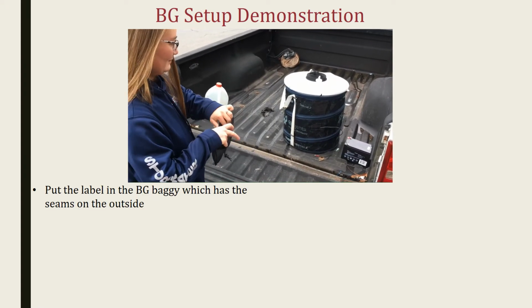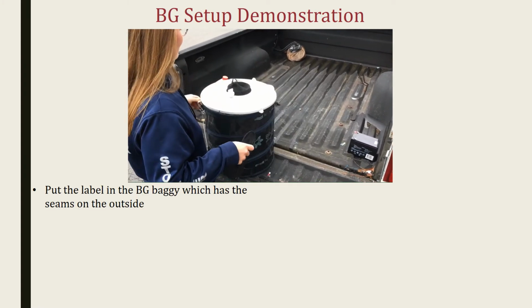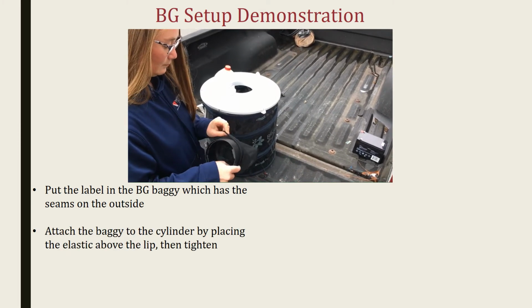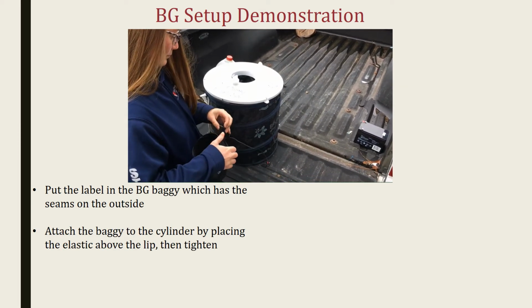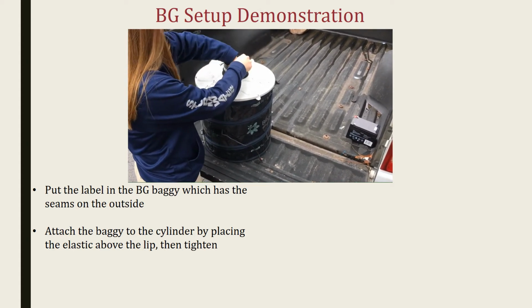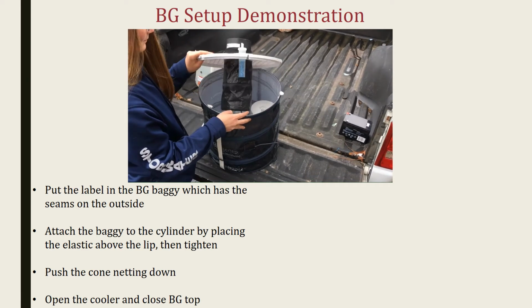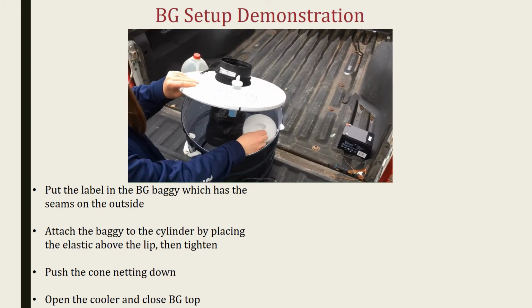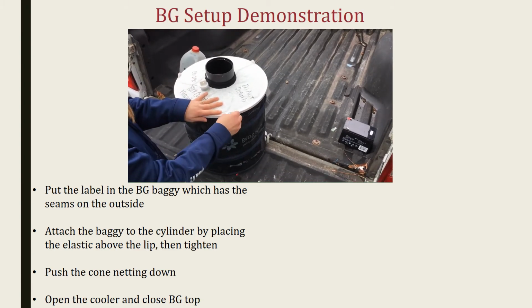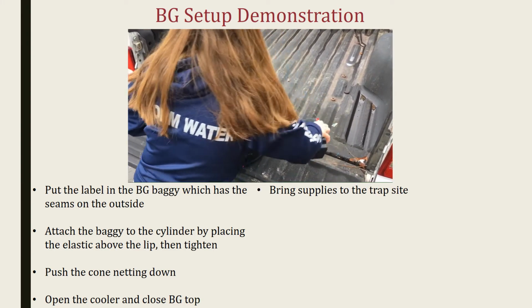To set up a BG, the first thing you're going to do is put the label in the BG baggie and make sure the seams are facing outward. You're going to put the BG baggie around the top lip of the cylinder and then tighten it some. You're going to put it back on the BG. You can push down that cone if you want. And then make sure your cooler is inside and open. And then when you're done checking that, you can close the lid. And then bring your supplies to the trap.